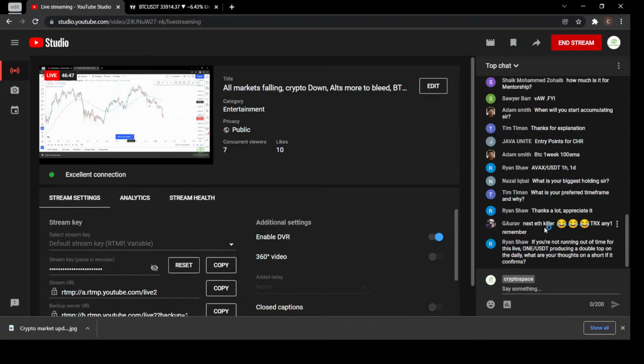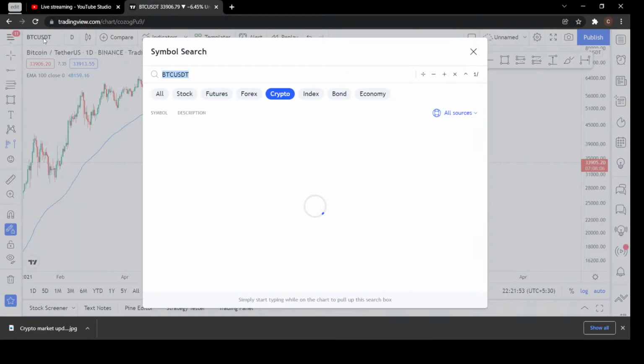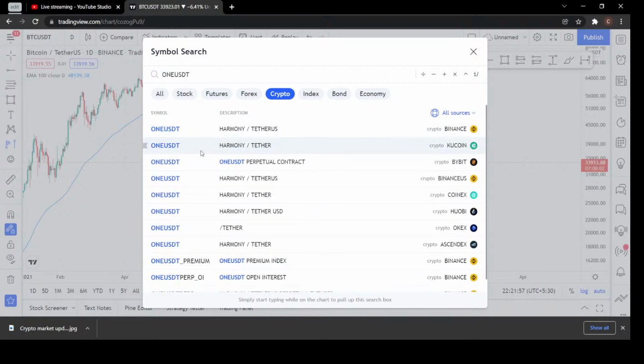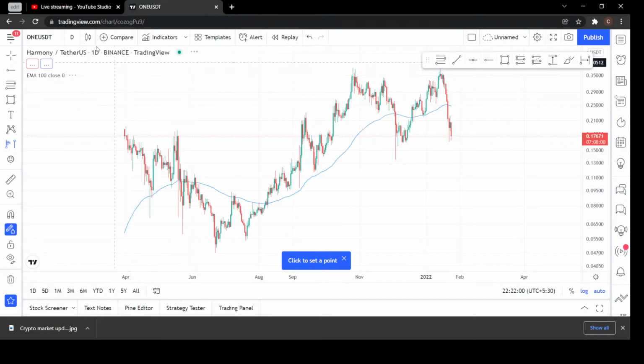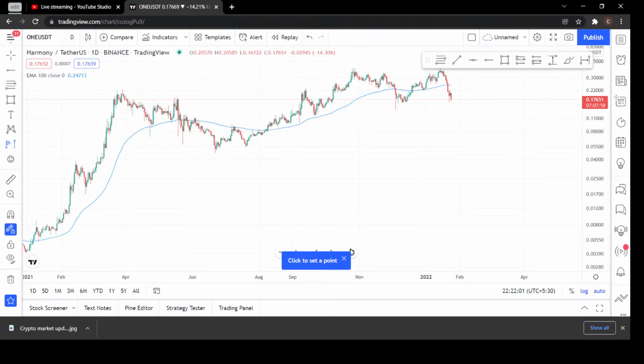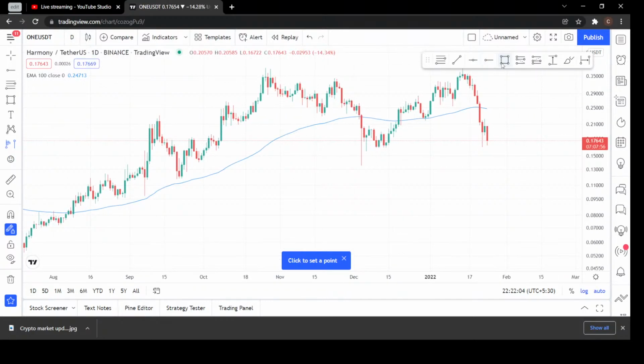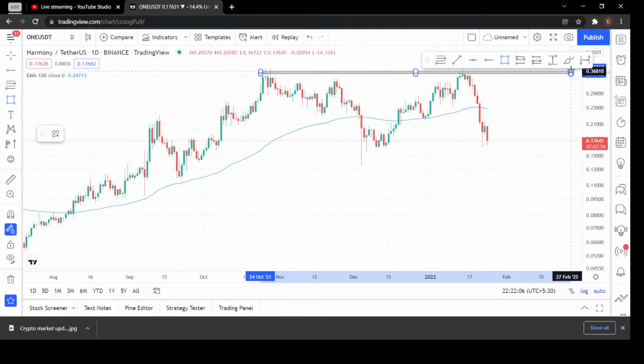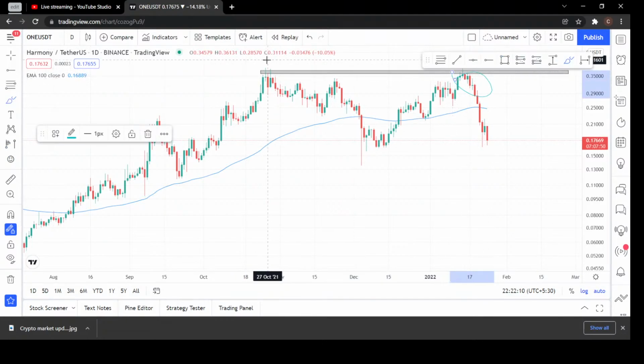One USDT producing a double top on daily. What are your thoughts on a short if it confirms? All right, double top on daily. I don't follow the structures, but yeah, that's okay if you're asking. We already had a double top here. All right, this is a double top that you will say, and I won't argue with that.